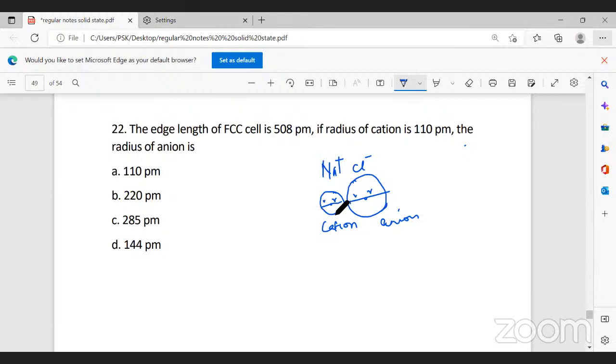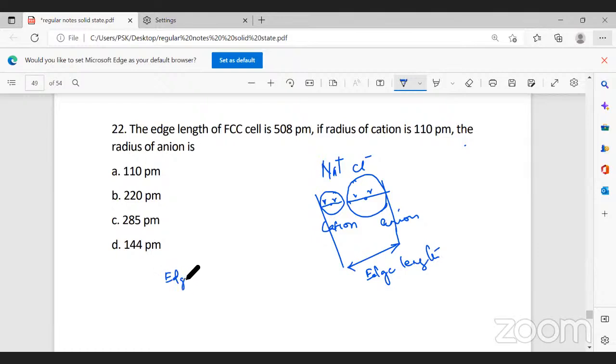Yes or no? Yes, sir. What will this be called as? This will be called as what length? Edge length.